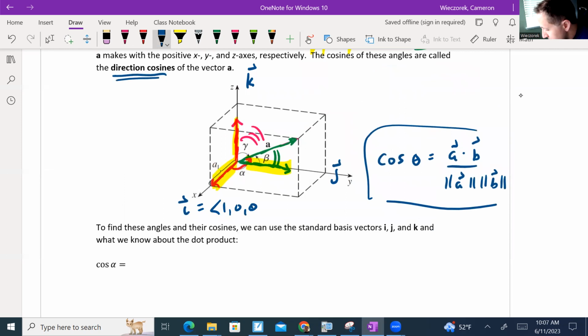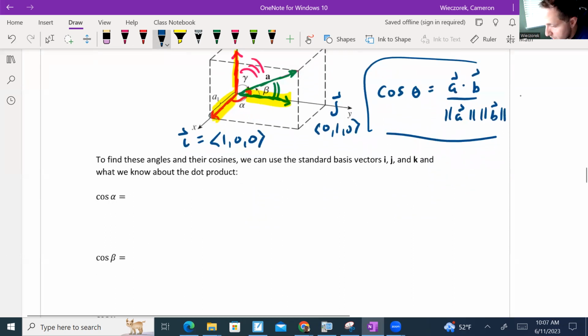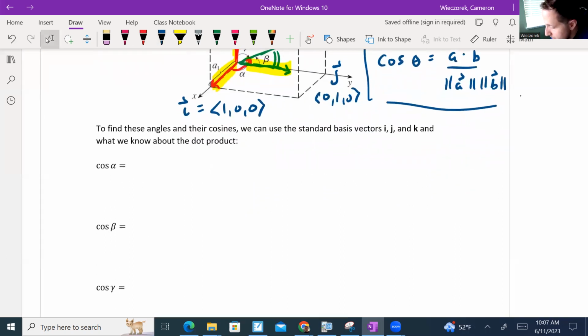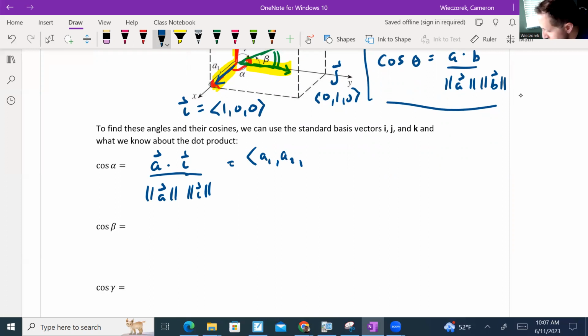So all I'm going to do, I'm just scaling down the axes to make them unit vectors, and I'm using those standard basis vectors to accomplish that. So if I want the cosine of alpha, that's going to be the angle it makes with the x-axis. I'm going to take the dot product of A and I divided by the magnitude of A times the magnitude of I. And so this will give me, if I let vector A be A1, A2, A3, let's make sure we mention that. A is A1, A2, A3.